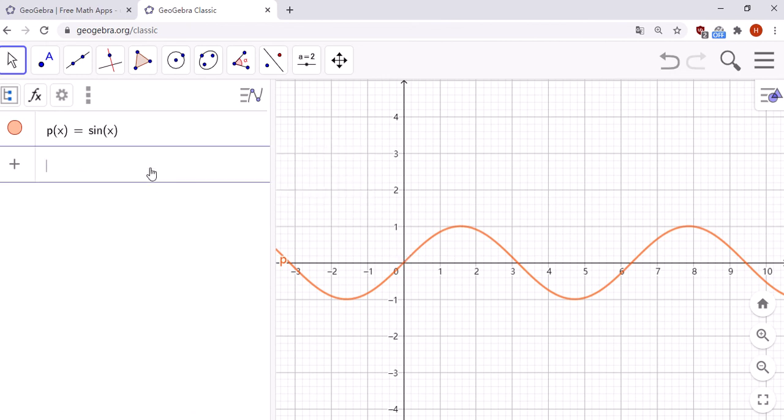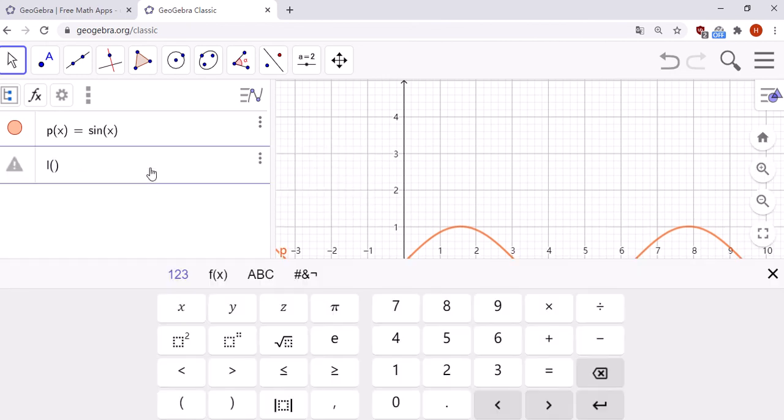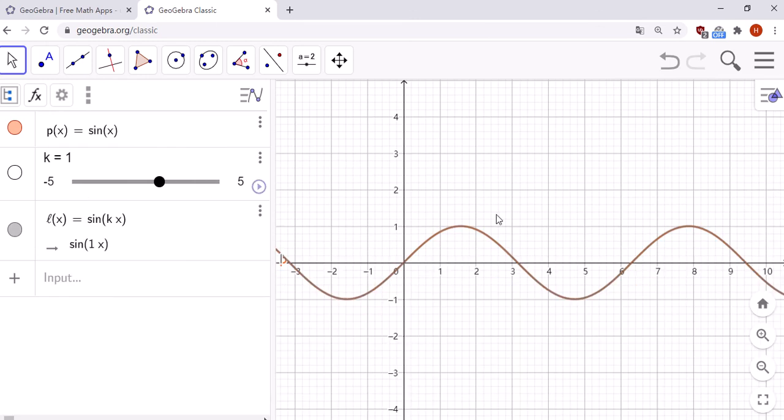We're going to input y = sin(kx). Here k is 1, so the two functions are the same. Now change k to less than 1.